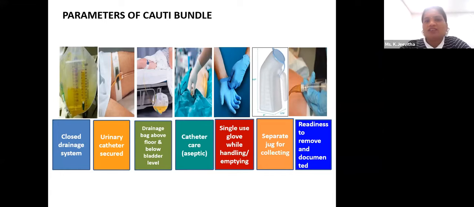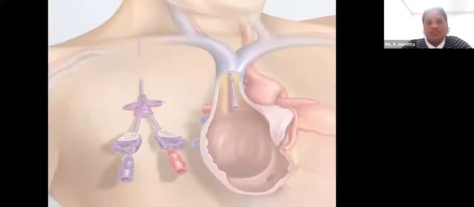So these are the parameters of the catheter bundle. Mainly, aseptic techniques you have to follow, daily catheter care you need to give, make sure the closed drainage system is followed, and whenever you are emptying, the tip should be cleaned with an alcohol swab. There will be a chance of contamination.